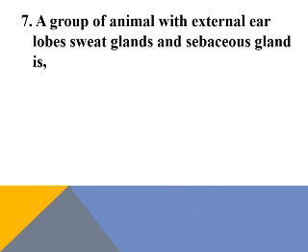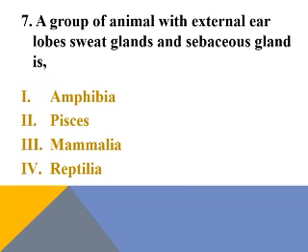Seventh question. A group of animals with external earlobes, sweat glands, and sebaceous glands is. Having external earlobes, sweat glands, and sebaceous glands are some features of the mammalian group. So, out of these four answers, the third one is the correct one.